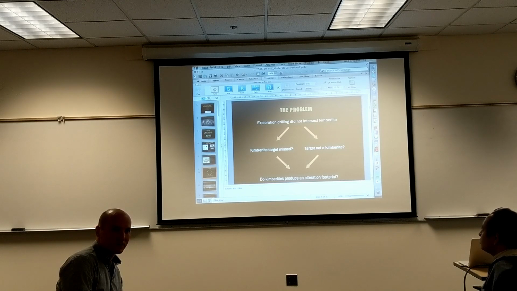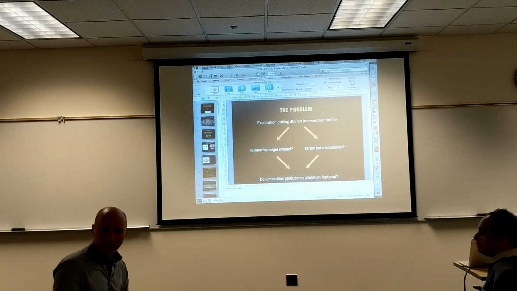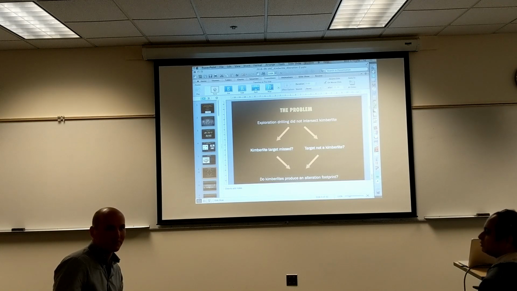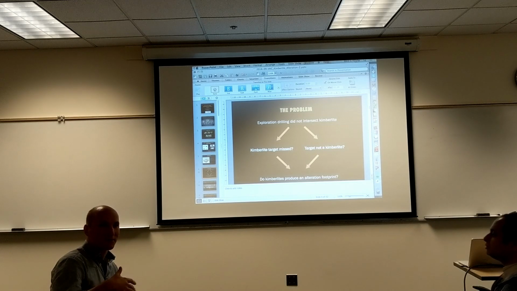So there's this effect. But most of the kimberlites that we look at around here were pretty similar, like silicic rocks, so they're more easily comparable.